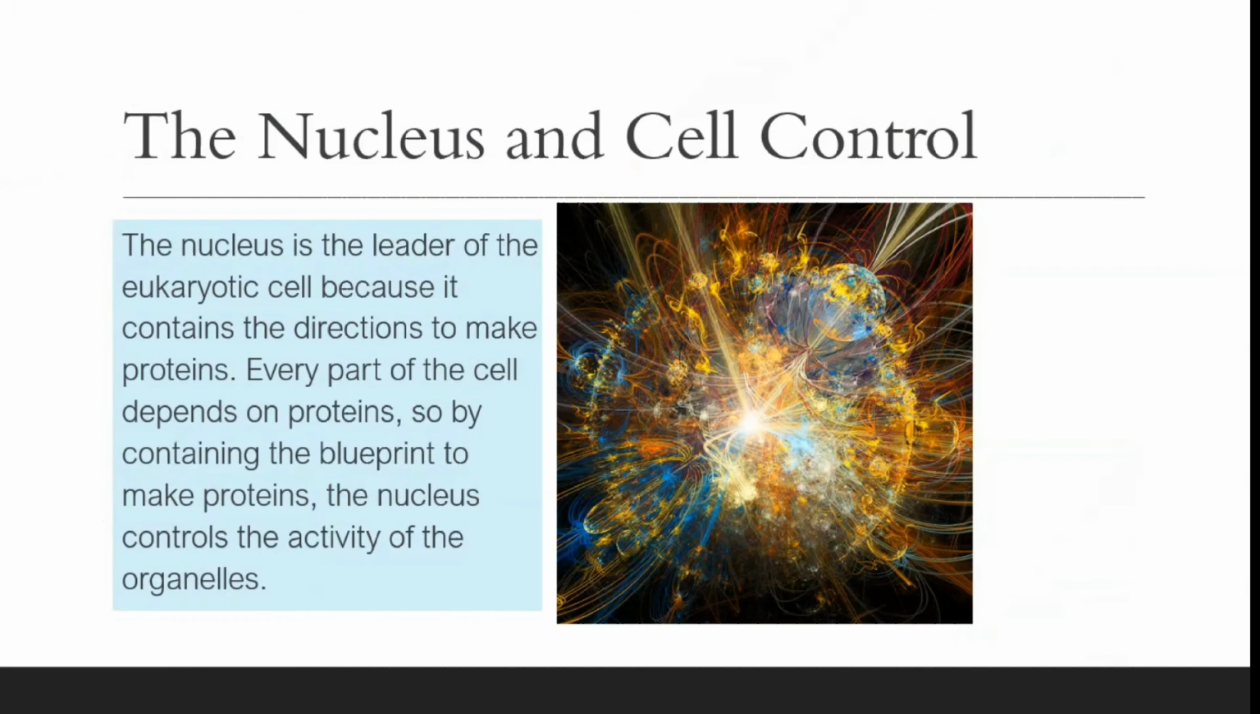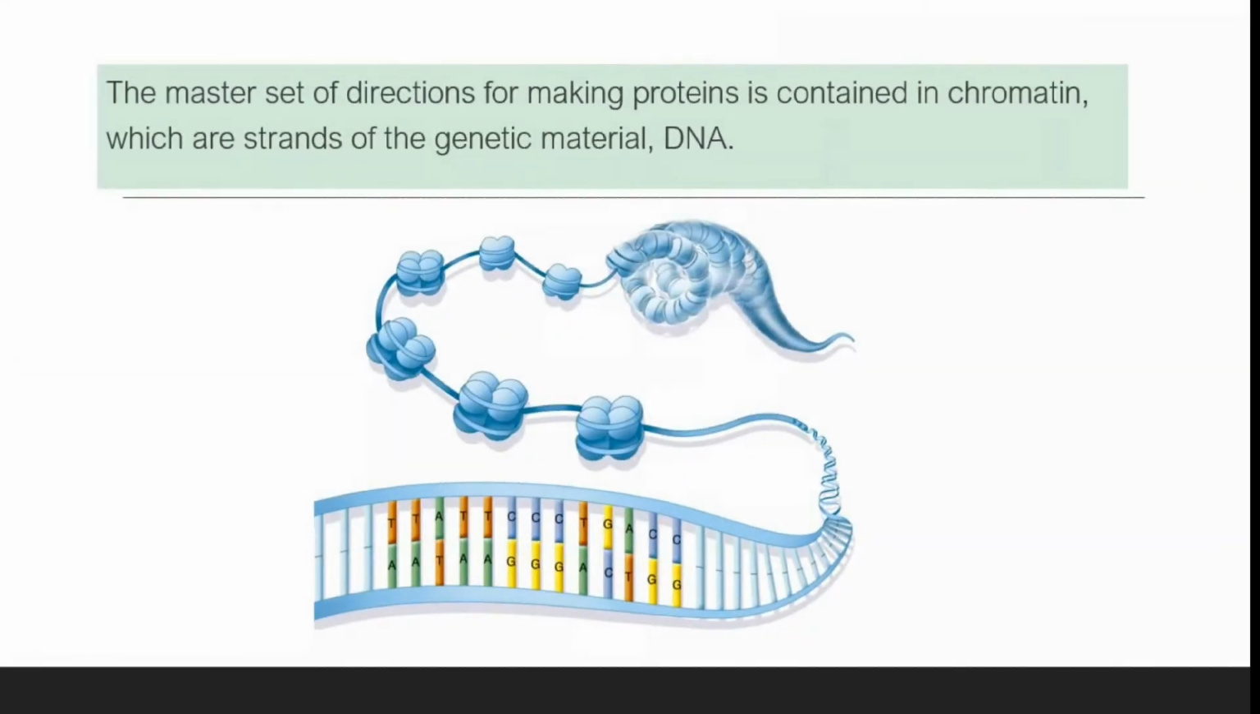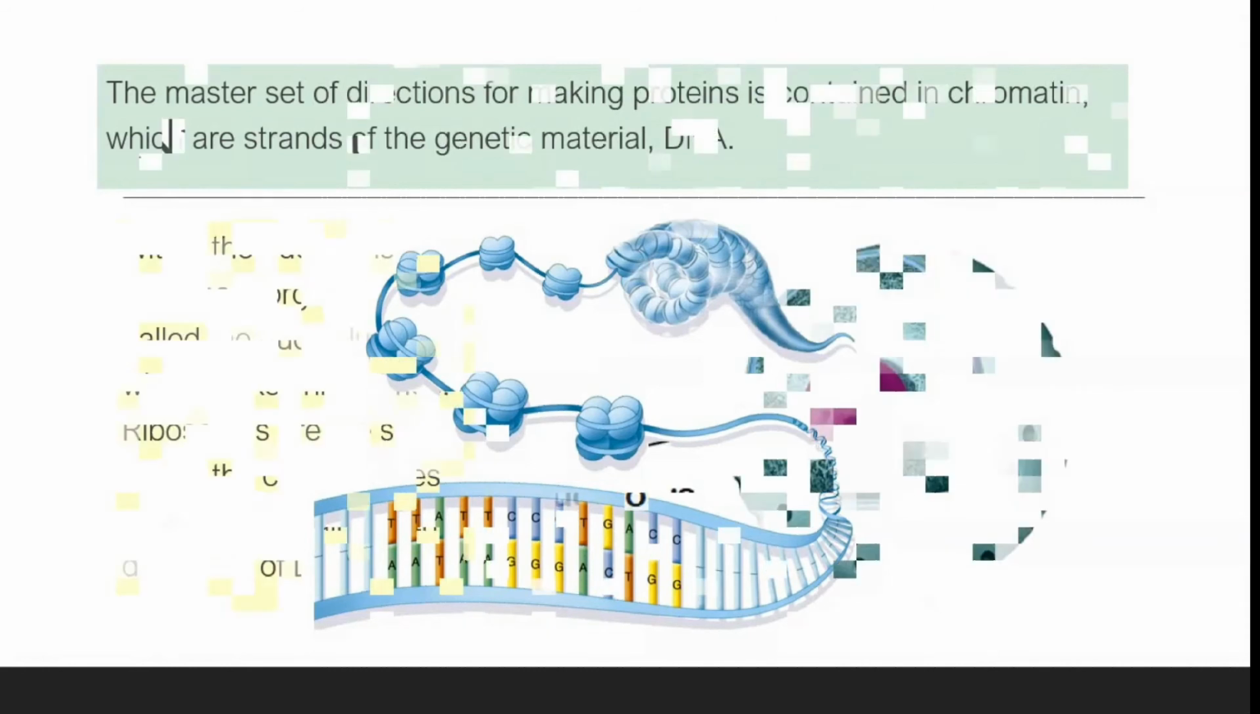The nucleus and cell control. The nucleus is the leader of the eukaryotic cell because it contains the directions to make proteins. Every part of the cell depends on proteins, so by containing the blueprint to make proteins, the nucleus controls the activity of the organelles. The master set of directions for making proteins is contained in chromatin, which are strands of the genetic material DNA.